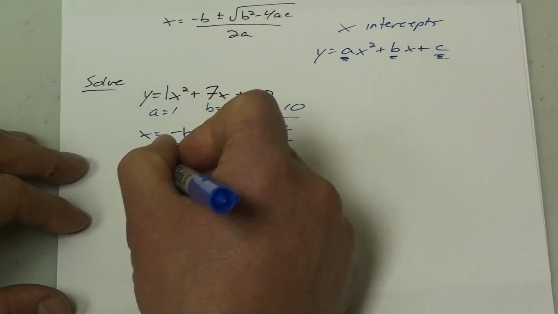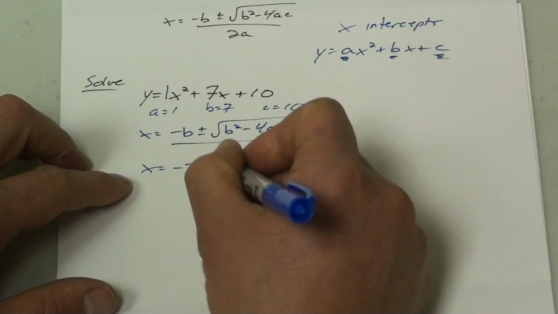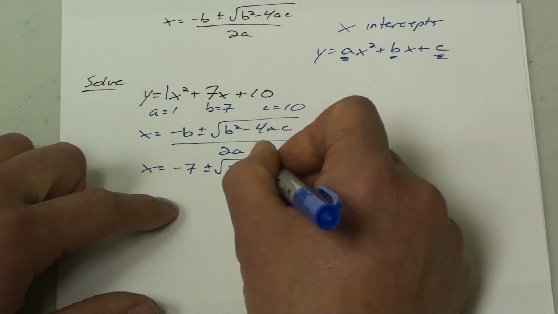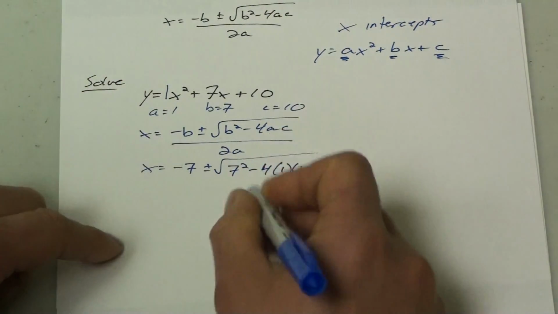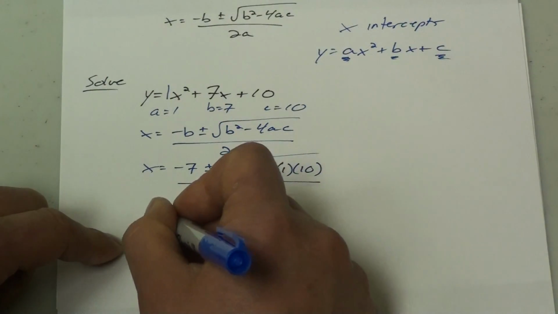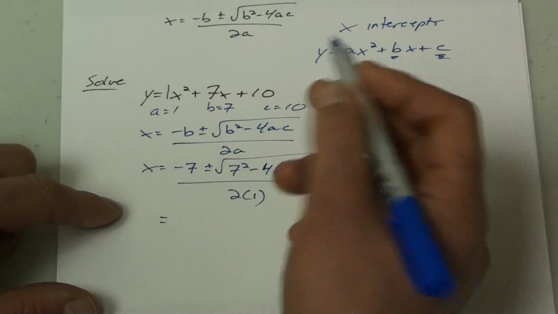So I'm going to have x equals, and your b value is 7, so it's going to be negative 7 plus or minus the square root of 7 squared minus 4, 1, 10. My c value is 10. All divided by 2 times 1. So now it just becomes a matter of doing the math. I do under the square root first; it's just like doing brackets.